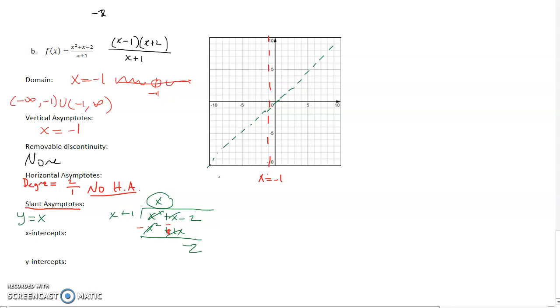It's going to have a slope of 1, right? And it's going to go through the origin. So there's that. X-intercepts, this is where you set the numerator equal to 0. So when I do that, I'm going to actually use the factored form. We're going to set these equal to 0. So I'm going to get x minus 1 equals 0, which is going to give me x equals 1. So I know I've got an x-intercept right here at 1.